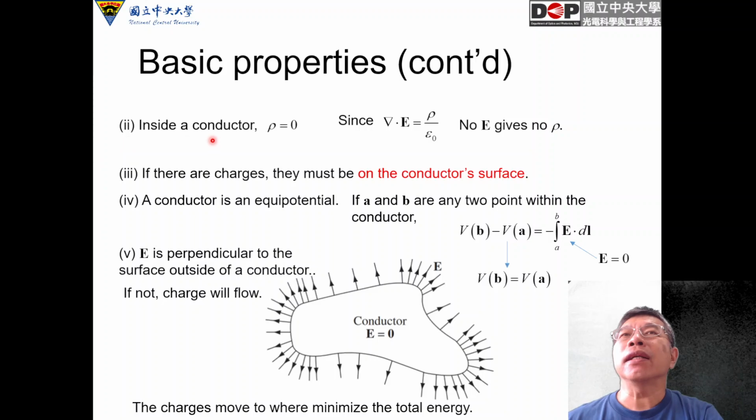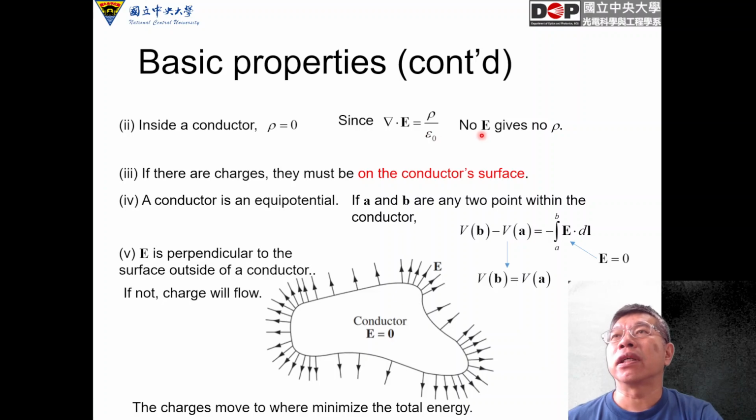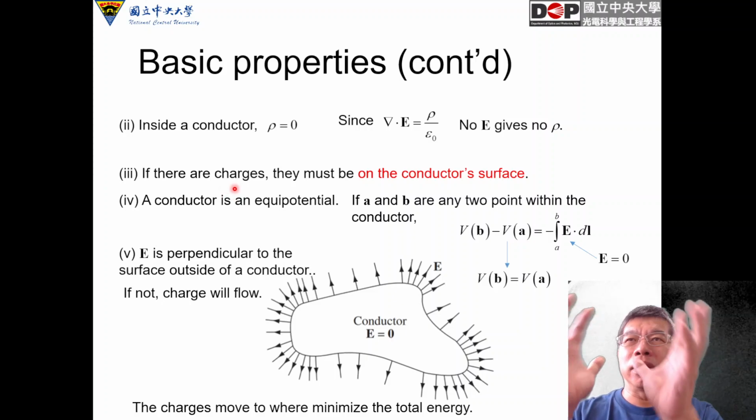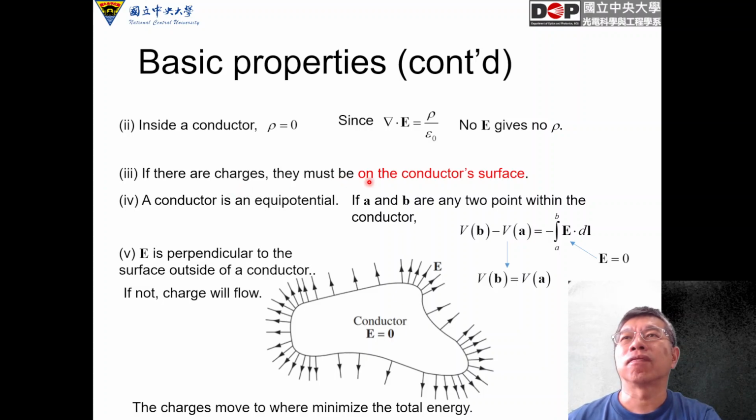Second, inside a conductor there's no free charge. The charge density is zero. That is still the same idea. Taking the divergence of the electric field, there must be no free charge, no charge density inside the conductor. So no electric field, no charge. If there are charges, they must be on the surface of the conductor. They must go all the way to the skin of the conductor, so on the conductor surface.